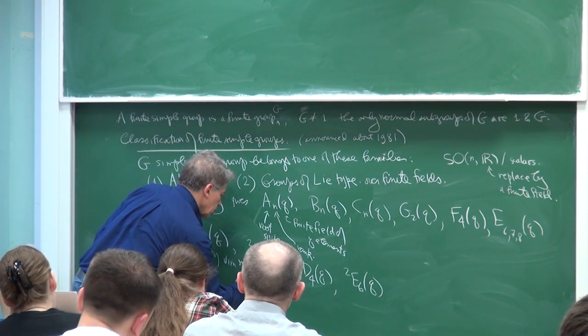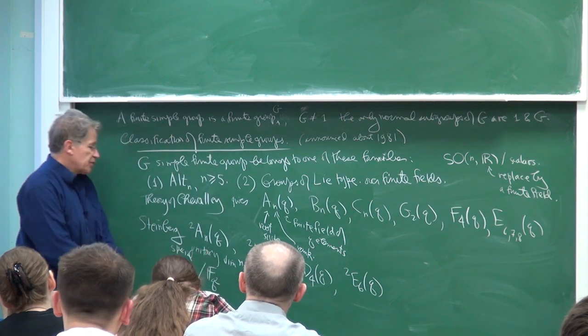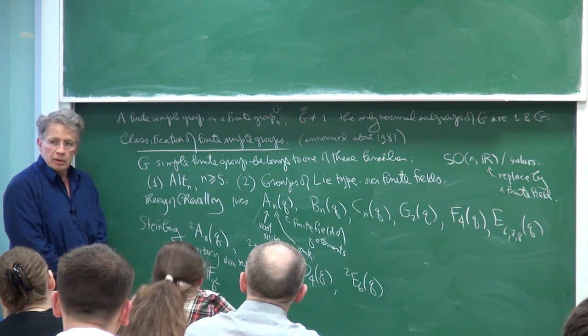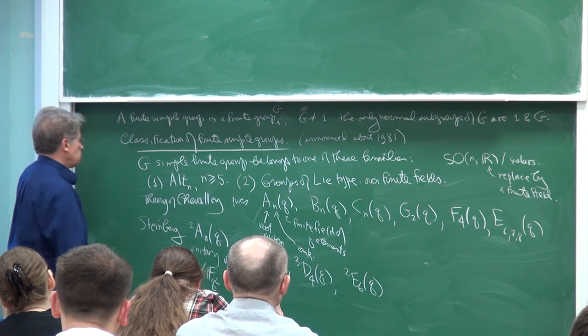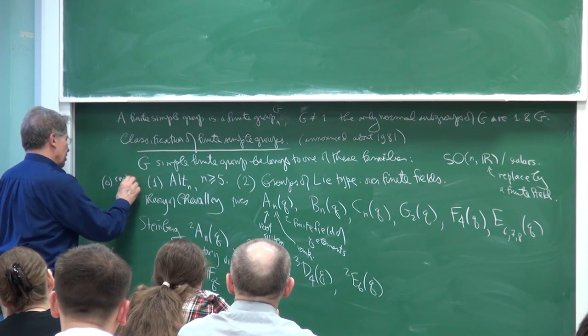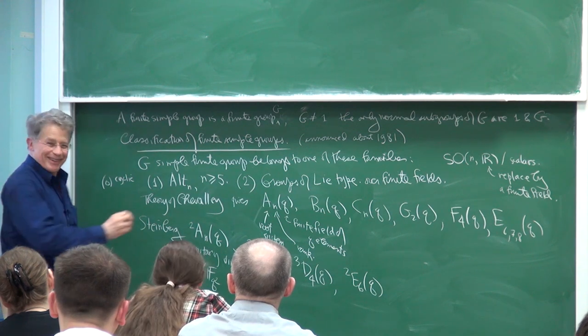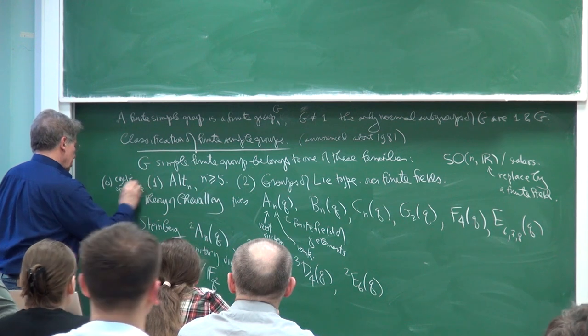Thank you. And also you missed class zero. Class zero? What do you mean? It's abelian. Oh, yes. Cyclic. I always forget that. Cyclic of prime order. Thank you.